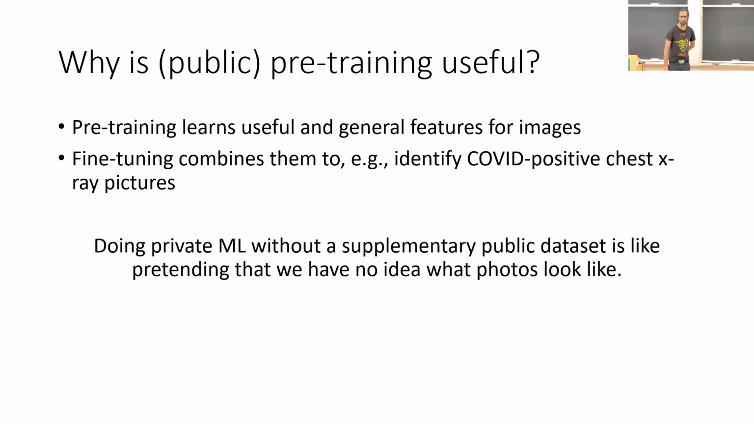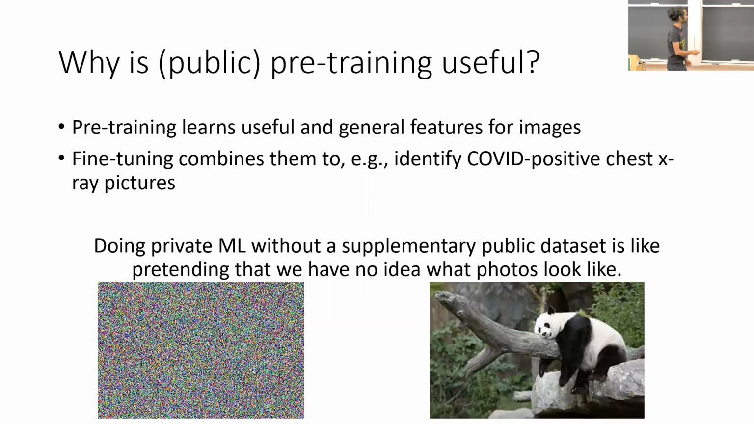So my weird hot take here, which might be a little bit of an odd perspective, is that doing private ML without any supplementary public data set is like pretending that we have no idea what photos look like. If you just start from scratch and you don't do any pre-training, then your network can't distinguish between these two pictures. We know that this is a real picture and this is just some garbage, but if you start with a neural network without any pre-training, they both look the same at that point.